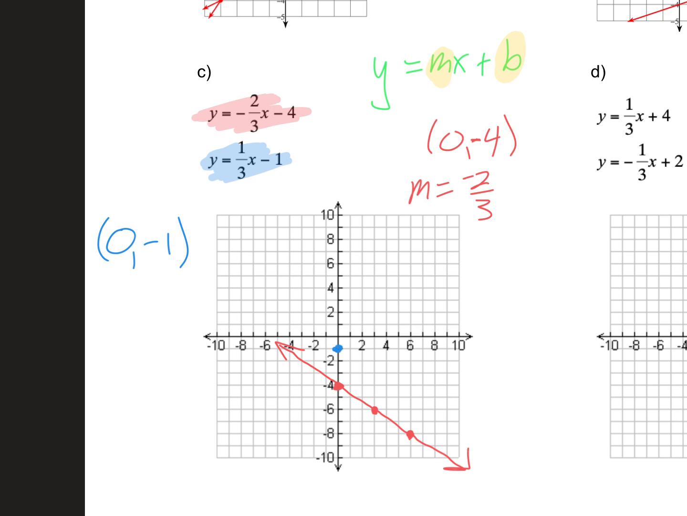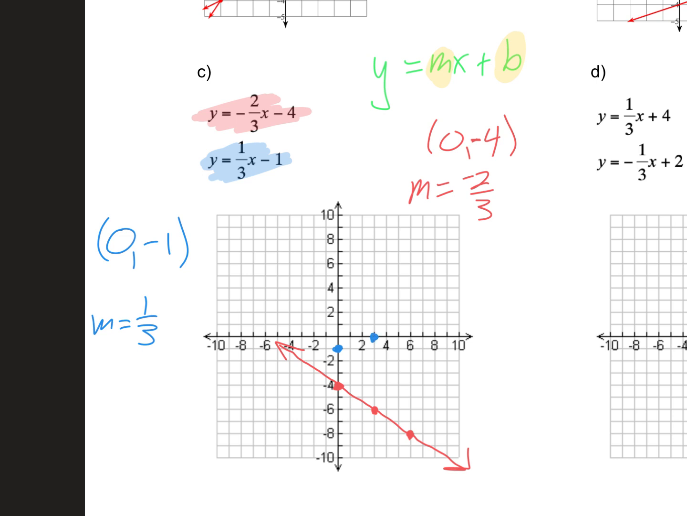And our slope is positive 1/3. So if we use rise over run, that would be up 1, right 3. So from our blue point, I will go up 1, right 3. So another point will go there.